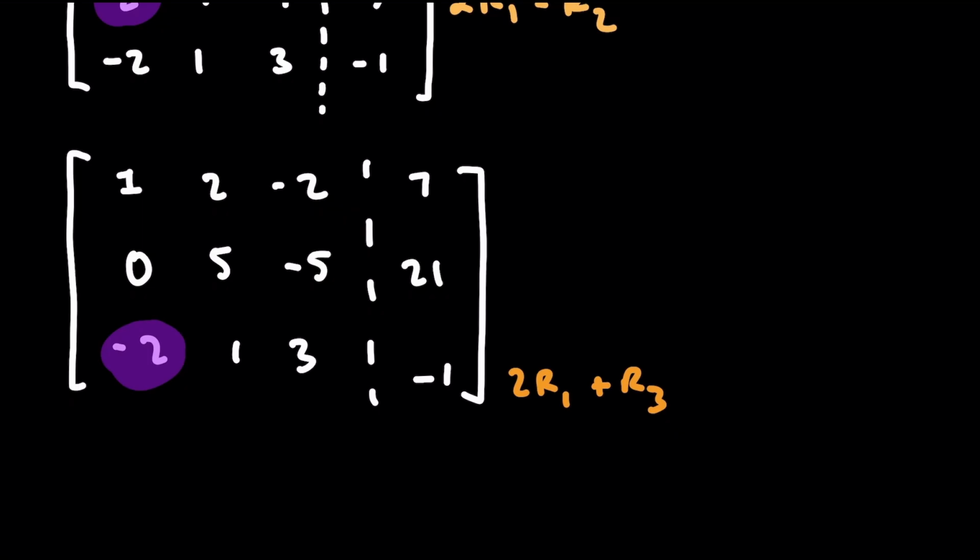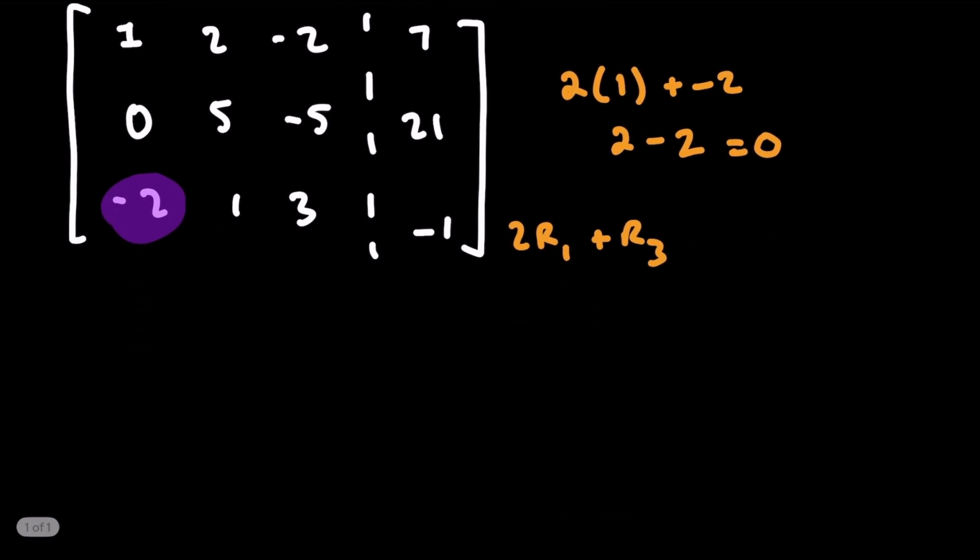And the reason I'm saying this is because if I were to take 2 times the value in row 1, that would simply be 2 times 1. Then we would do plus row 3. So the value in row 3 is minus 2, and so I'm going to do plus minus 2. Another way of saying this is just 2 take 2, which is 0. So that's why I'm doing 2 row 1 plus row 3.